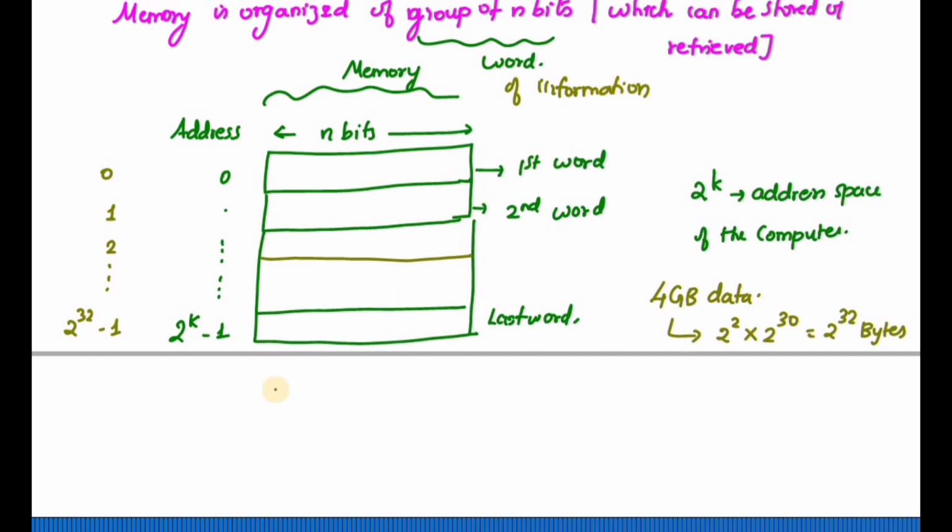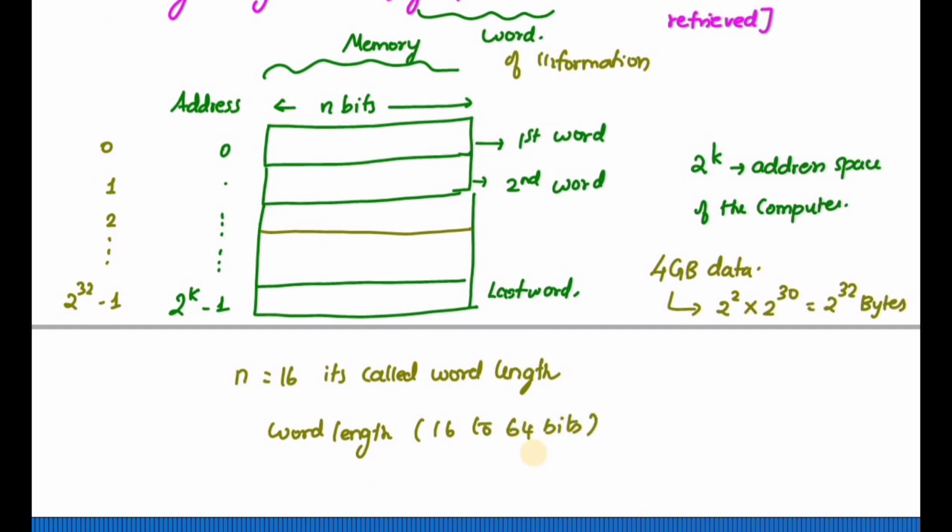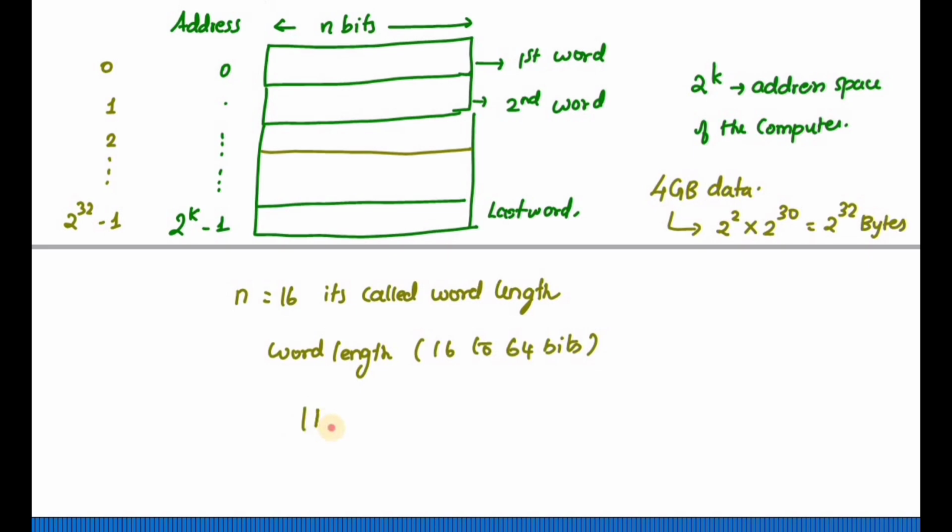Suppose n is equal to 16, it is called the word length. Usually the word length of a computer ranges from 16 to 64 bits. You know that 1 byte is equal to 8 bits.